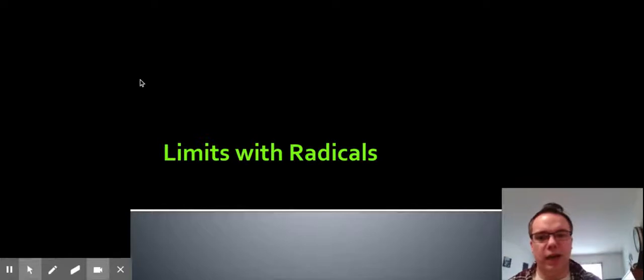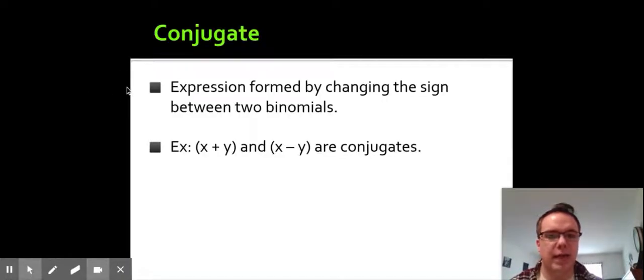And before we can actually talk about what to do with limits with radicals, we have to remind ourselves what a conjugate is. So I'm going to pause here so you can write down these two statements in your notebook. All right, hopefully you pause the video and push play again. So a conjugate is just an expression formed by changing the sign between two binomials.